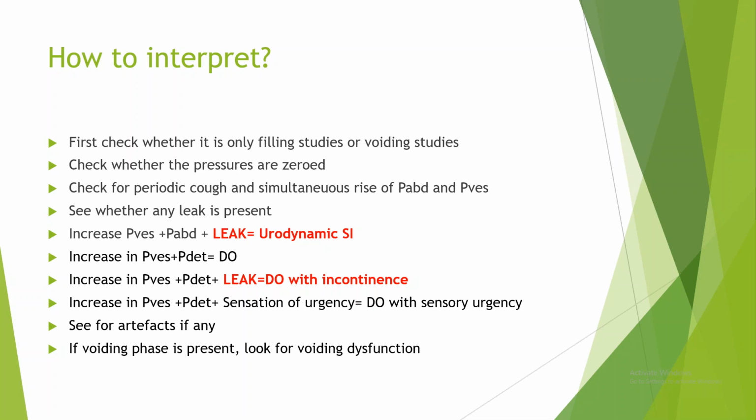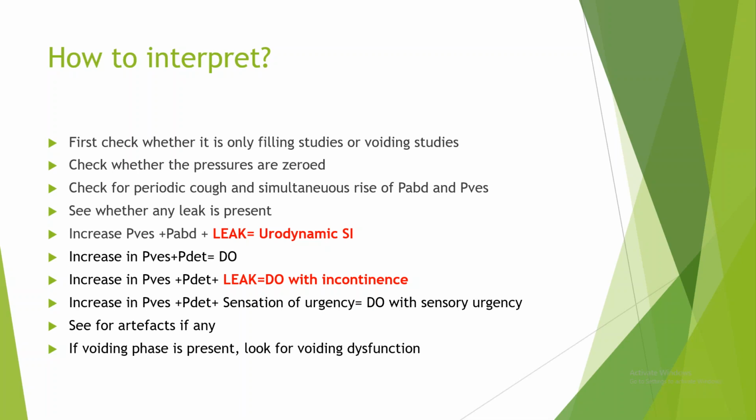And if the patient complains of a sensation of urgency, then it is DO with sensory urgency. That is, a rise in vesical and detrusor pressure, and simultaneously the patient is complaining of urgency. And we have to see if there is any response on provocation, like the provocation tests I told you: jumping or bouncing, jogging, heel bouncing, or dipping her hand in cold water. At that time, if detrusor contractions are seen, then it is provoked detrusor overactivity. Only on provocation, if detrusor contractions are seen, it is known as provoked detrusor overactivity.